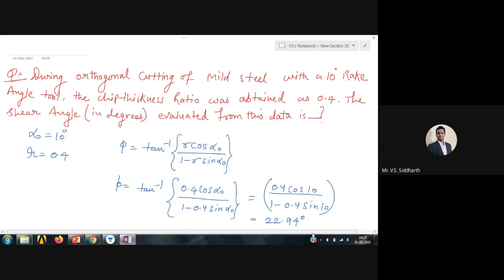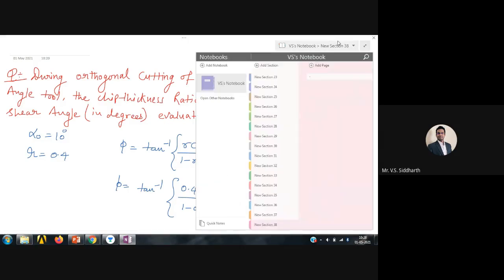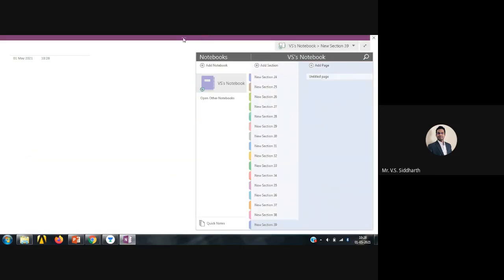Write down one more question, and this will be the last question of today's class. If you solve it, then I will be very happy, because it means you have got the concept.